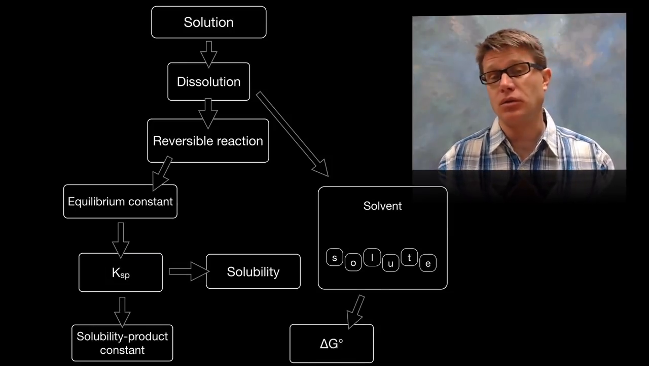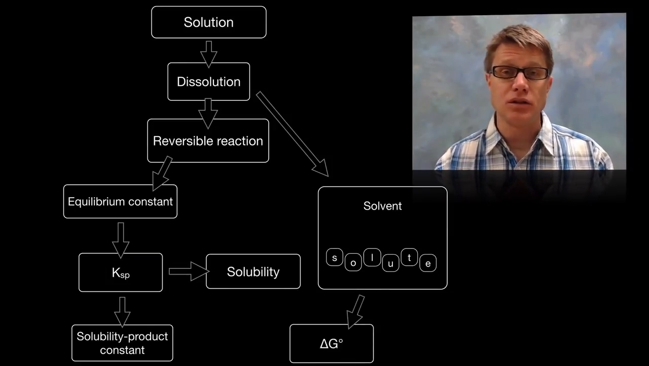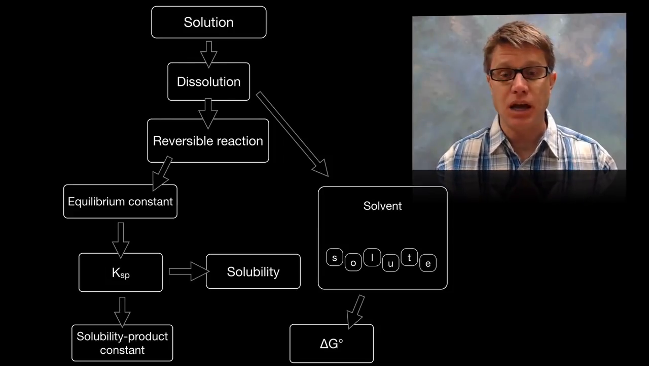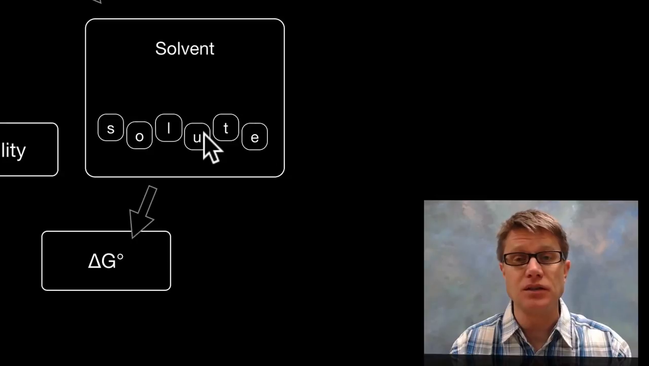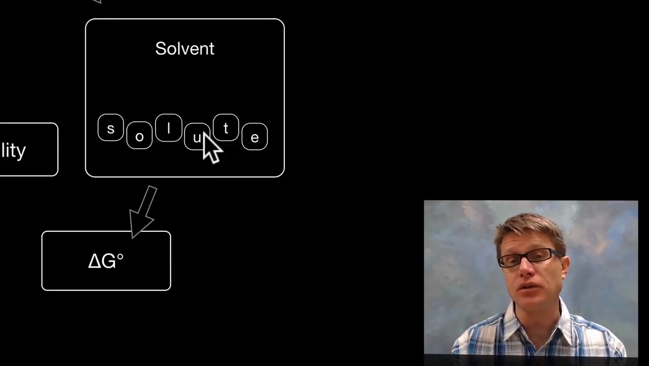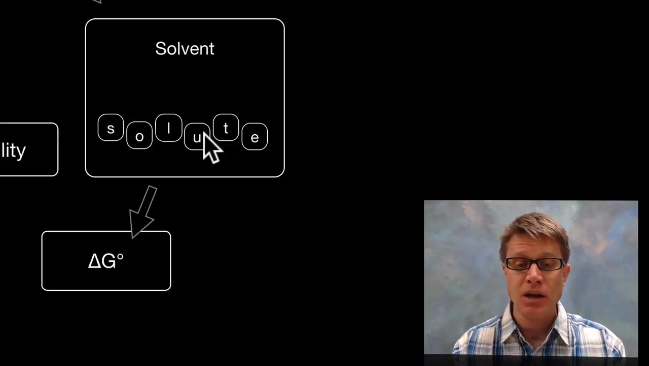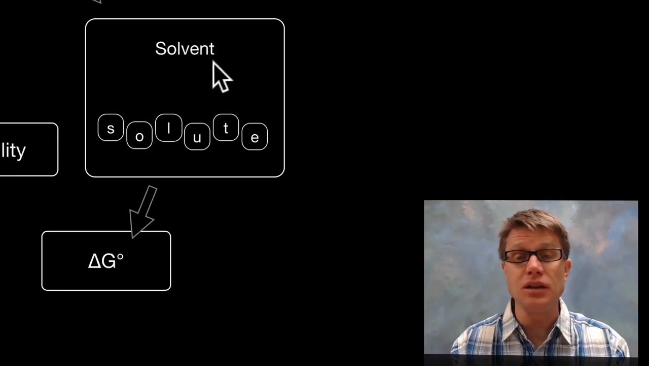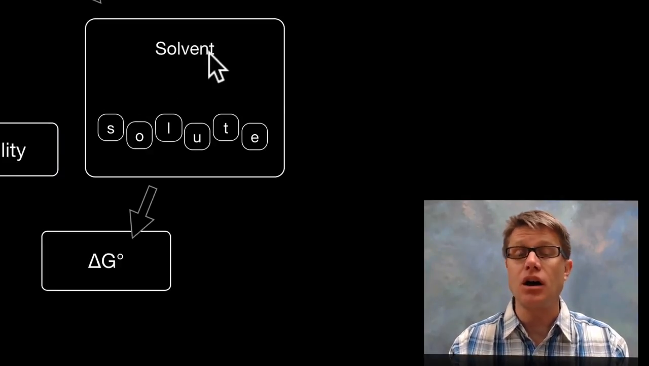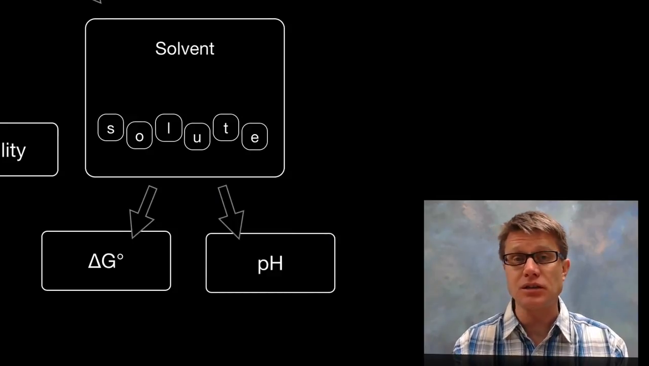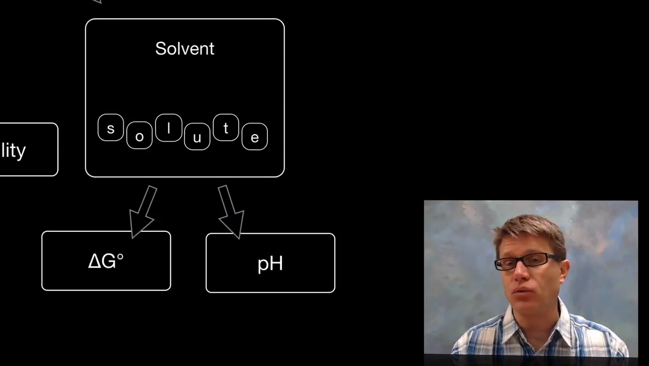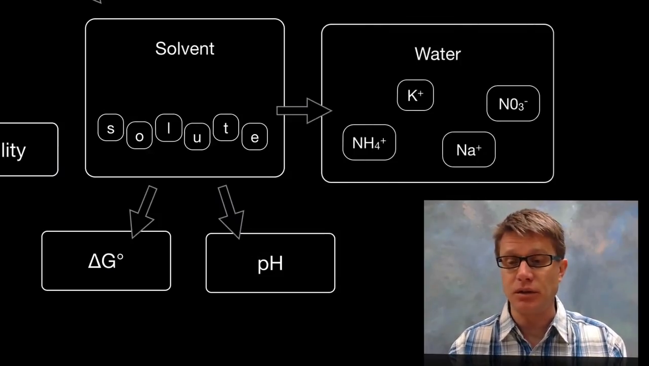One of the big ones is going to be delta G. In other words, it's going to be the enthalpy, it's going to be the entropy of the system. Let's say that there are really intense bonds between these in the solid form. It's going to be hard for those to break apart into their ions. Likewise, as we change what is in the solvent, if we add more ions to it, it's harder for more ions to be added. We could also change the pH, and that's going to affect what can be dissolved as well.